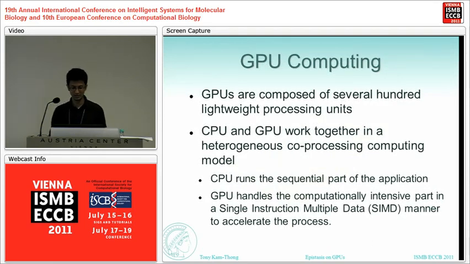So GPU computing can be thought of as comprising several hundred very lightweight processing units. And contrary to popular belief, there's still of course the need for a CPU. The CPU is there to coordinate everything. It's meant to run the sequential part, and the GPU handles the computationally intensive part in a single instruction, multiple data manner.